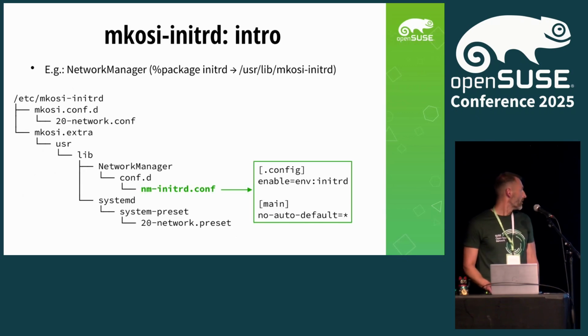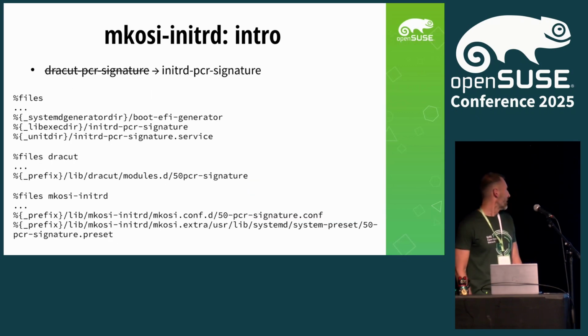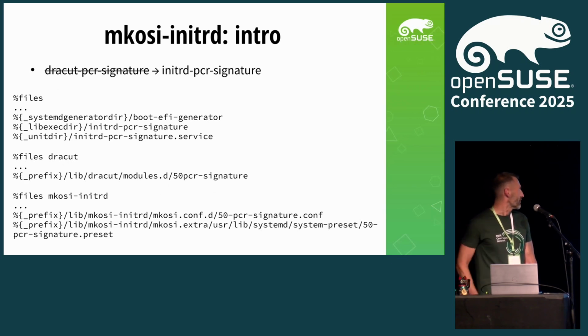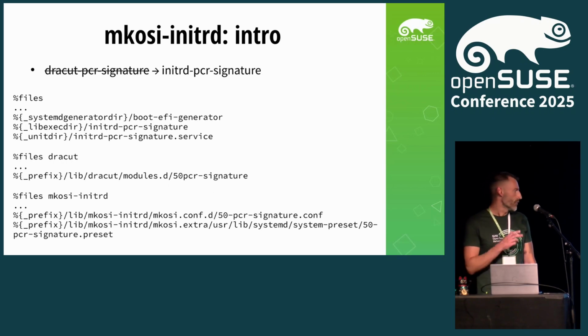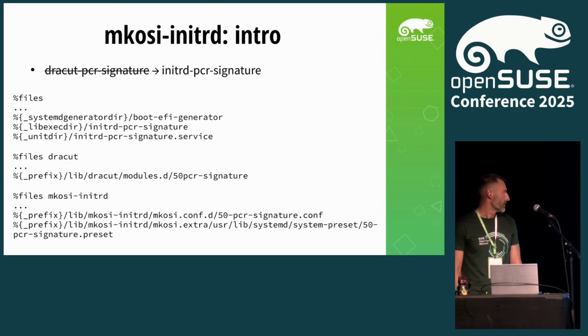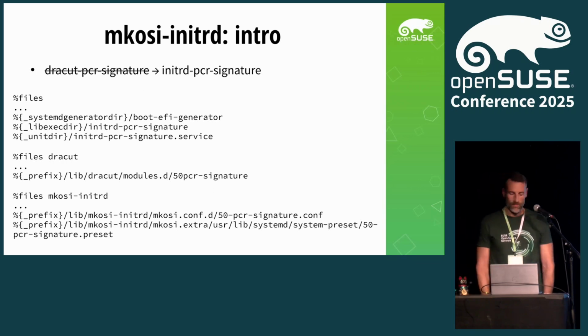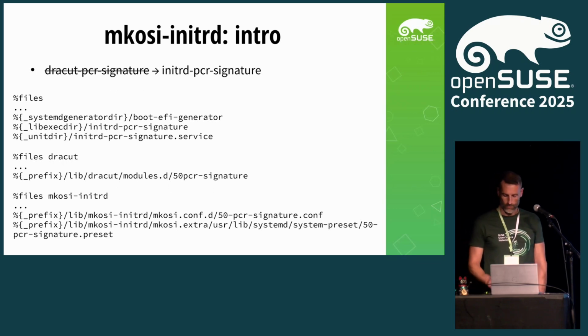A more generic approach: I would rename the dracut pcr-signature module to initrd-pcr-signature. And the files would be installed in standard and well-known places in the system. So the systemd generator, the service, and the script that executes will be in the whole system. And I would create two subpackages, one for the dracut module and another for the mkosi-initrd configuration.